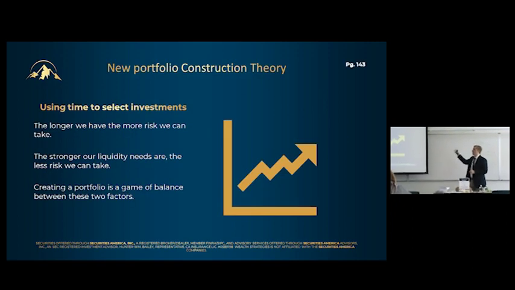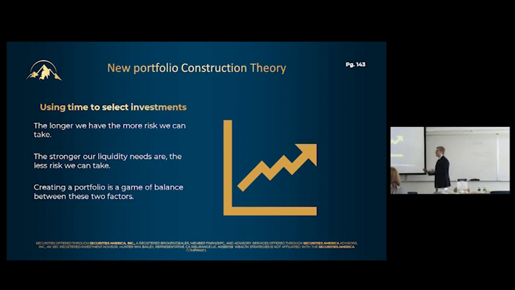So kind of going over what I just talked about with time. When we're using time to select our investments, the longer we have, the more risk we can take. And we'll justify that in just a moment. The stronger our liquidity needs are, so our need for cash, our need for spendable capital, the less risk we can actually take. Because if we are needing cash in the next year, in the next 2 years, 3, 4, 5, we can't take so much risk that puts those cash expenditures or distributions at risk. We want those to be safe and provided for in the event that we need to take that liquidity.